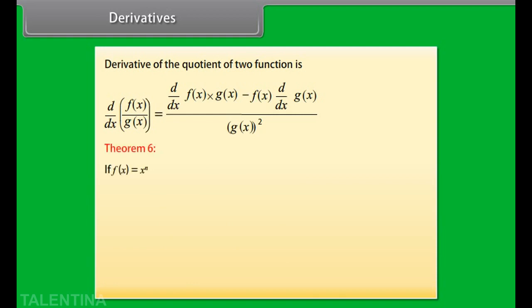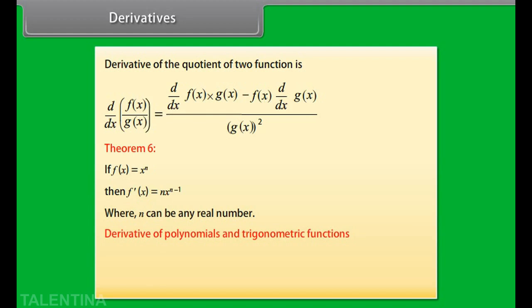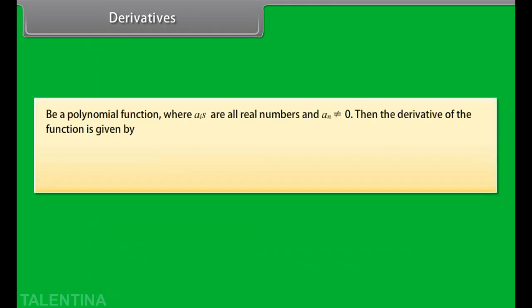Theorem 6. If f of x is equal to x raised to the power n, then f dash x is equal to n into x raised to the power n minus 1, where n can be any real number. Derivatives of polynomials and trigonometric functions. Let f of x be a polynomial function where a_i's are all real numbers and a_n not equal to 0. Then the derivative of the function is given by d by dx of f of x.